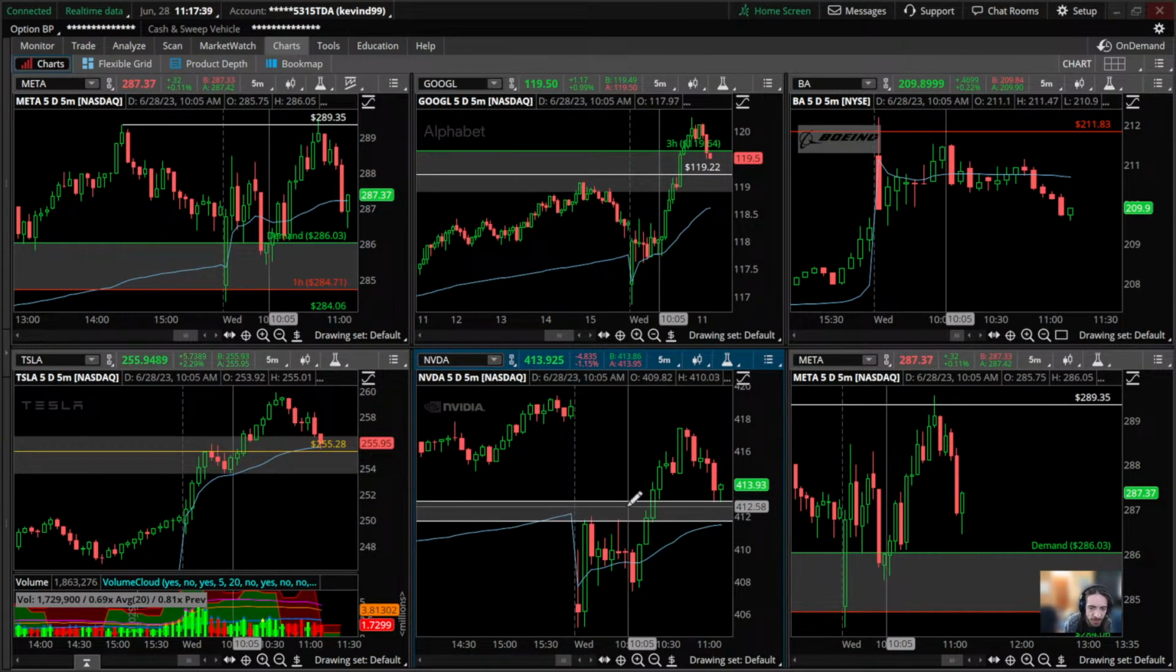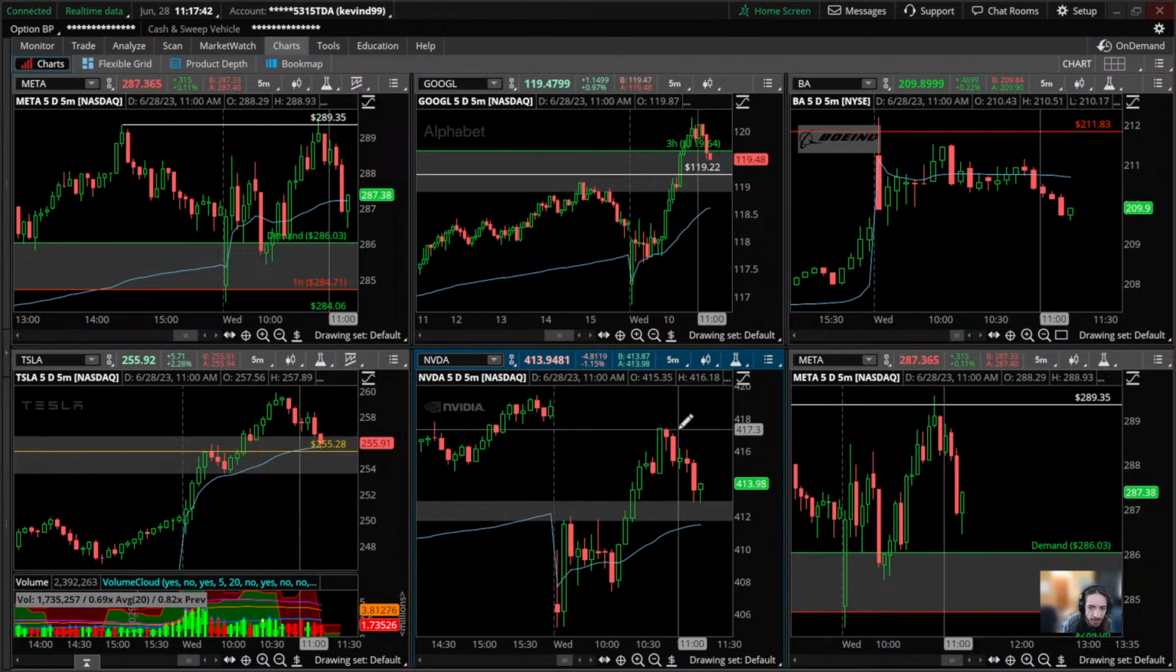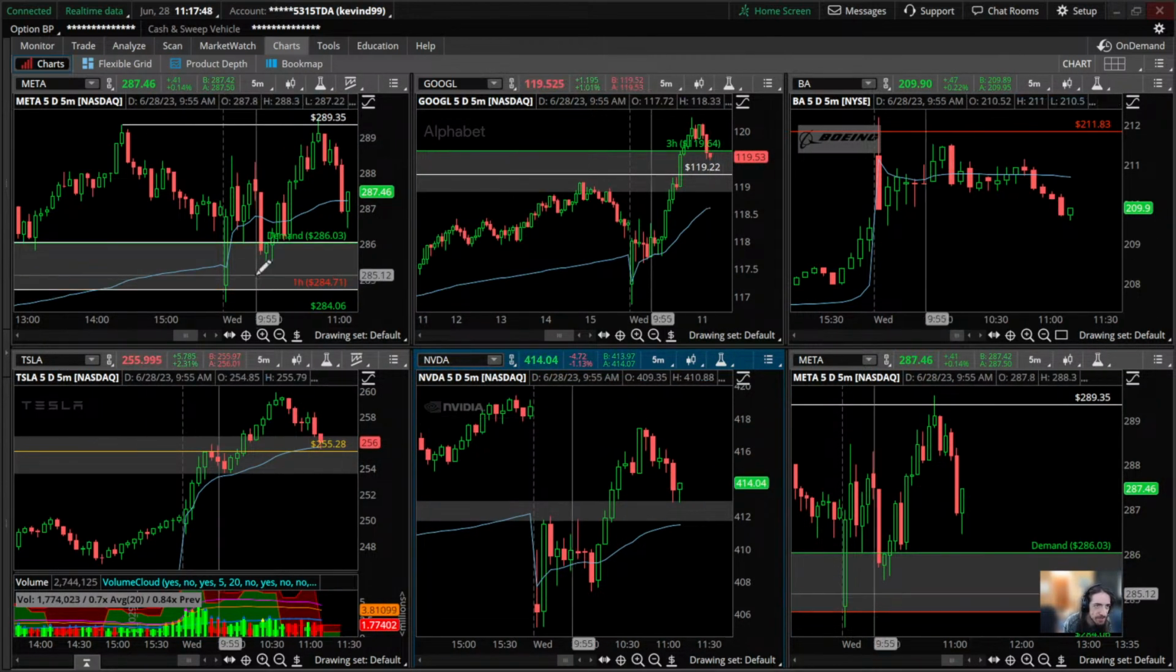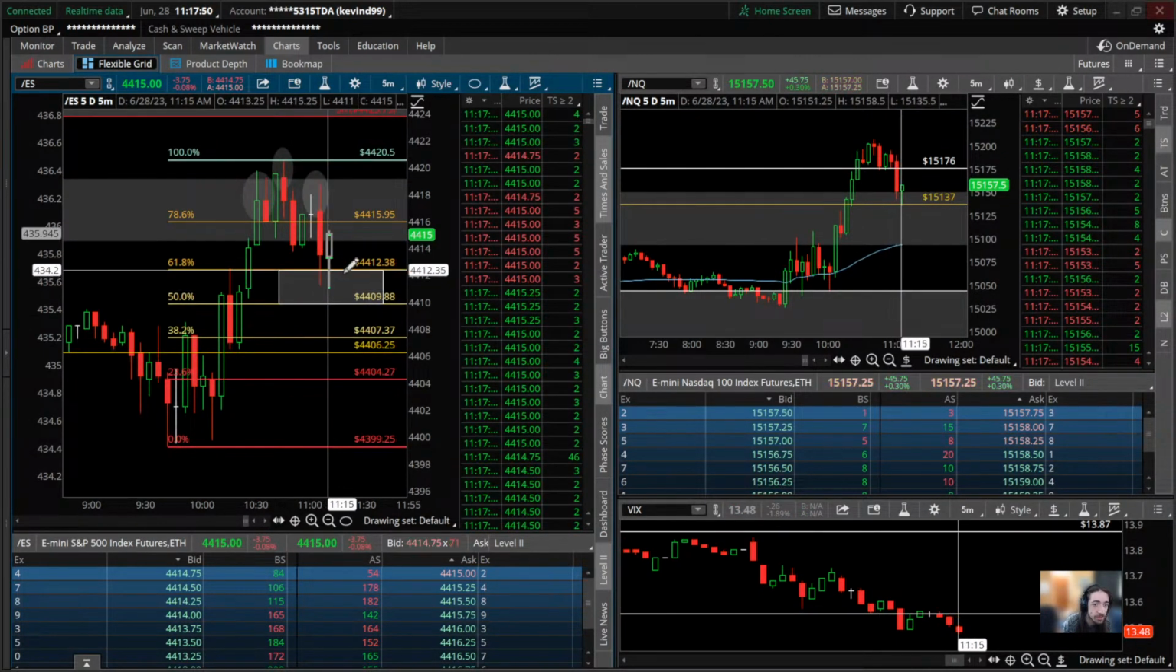If we broke this area of interest, we went higher. If we waited, we would have been able to enter longs, right? Enter some calls here, and I think we reverse and we keep going higher on NVIDIA. So let's see, look at that, guys.